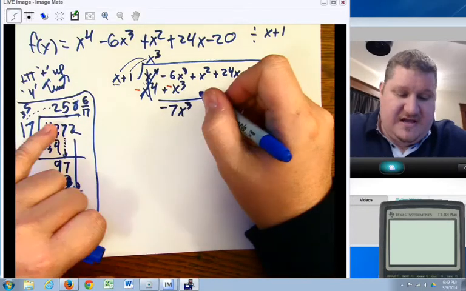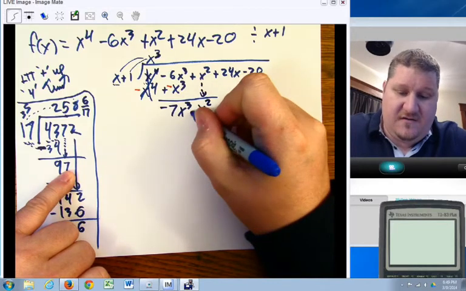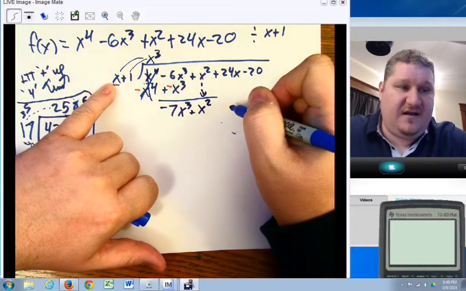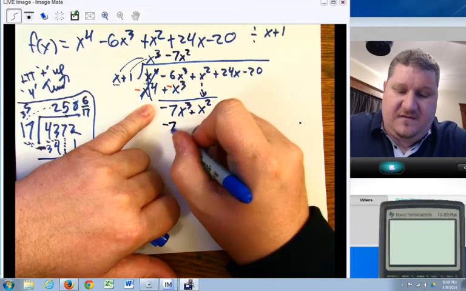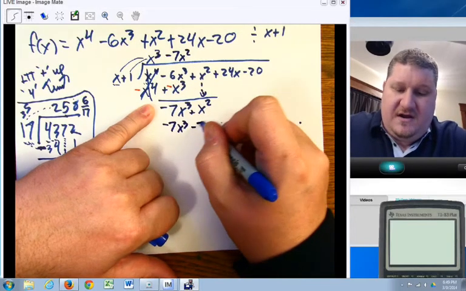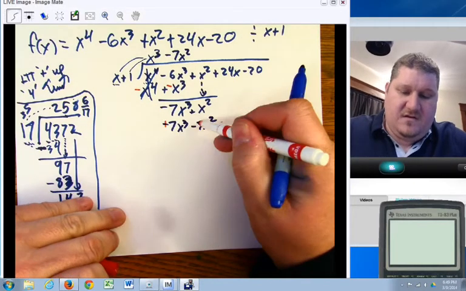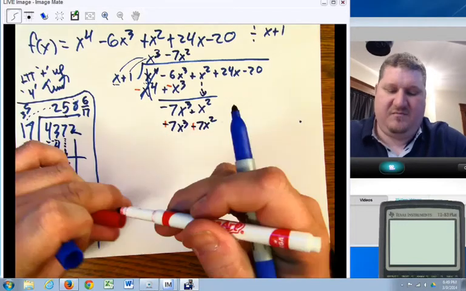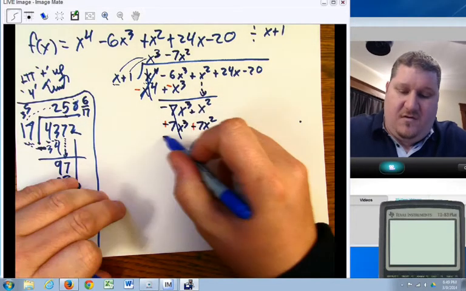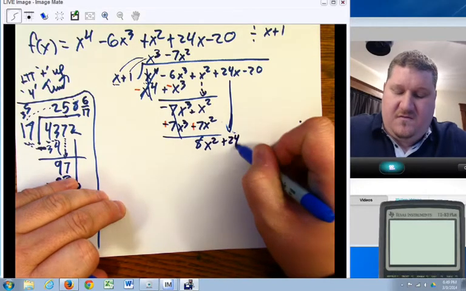And just like last time we brought the 7 down, we're going to bring down the x squared. There's just a plus sign. So how do I turn x into negative 7x cubed? That's negative 7x squared. So we get negative 7x cubed minus 7x squared. Now I'm going to subtract, which means subtract of a negative is plus. Subtract of a negative is plus. Those go away, leaving 8x squared. Bring down the plus 24x.